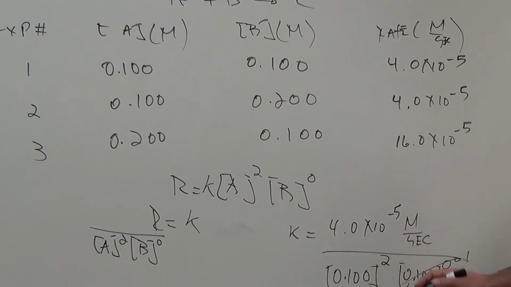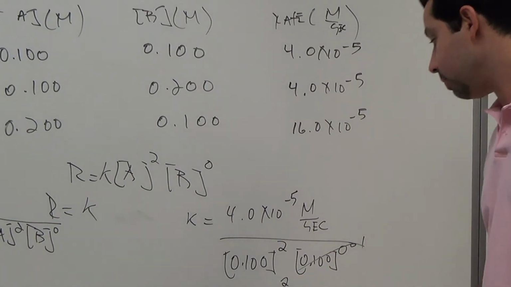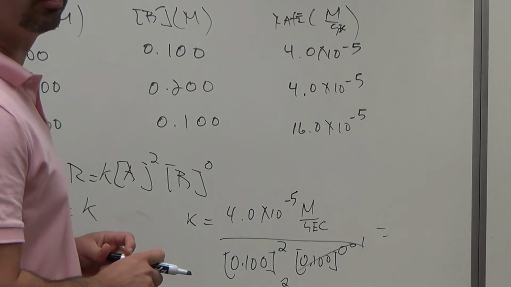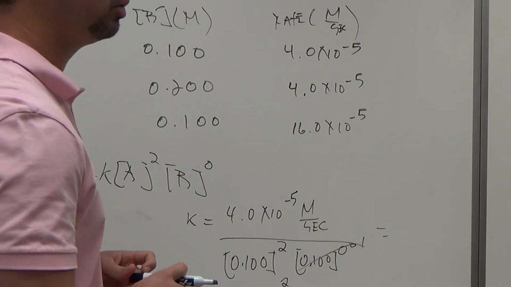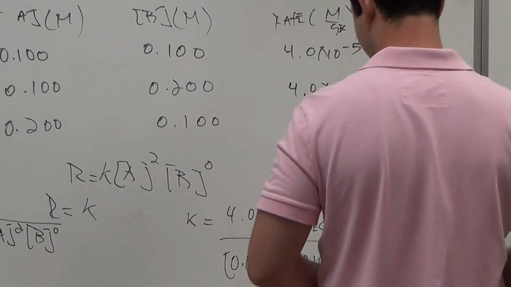So all you need to do is, this molarity down here, this concentration was raised to the second power. Yes or no? So this is molarity to the second power. Calculate it and give me what units you get. 4 divided by 0.1 squared. You get 4.0 times 10 to the negative third molarity to the negative 1, seconds to the negative 1.